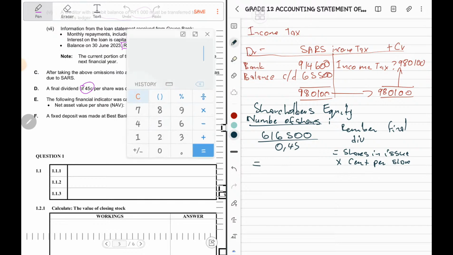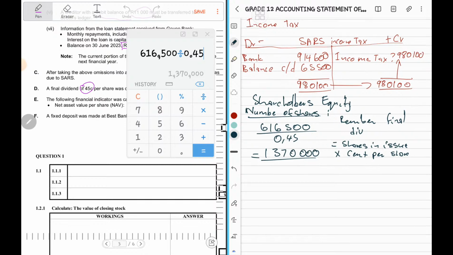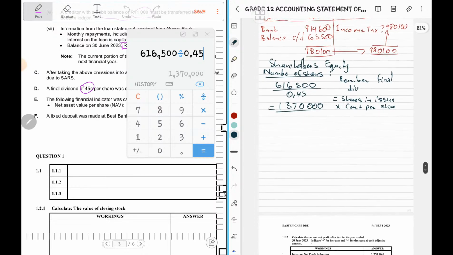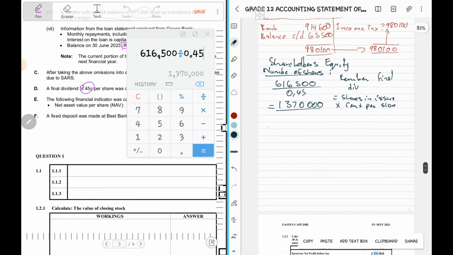So it will be 616,500. We divided by 0.45, which is 45 cents, then that tells us that the number of shares in issue is 1,370,000. So to find the shareholders equity, remember the formula for NAV as well.